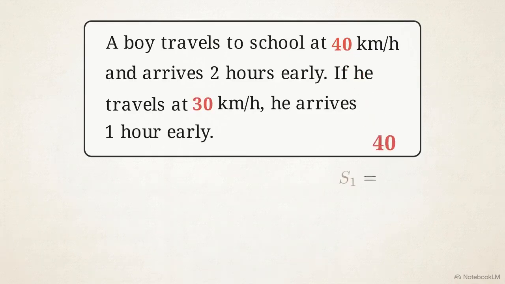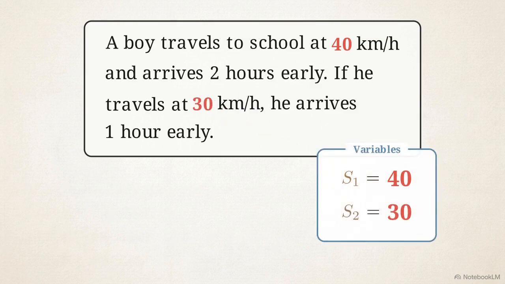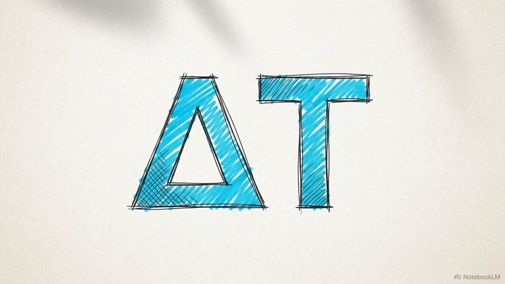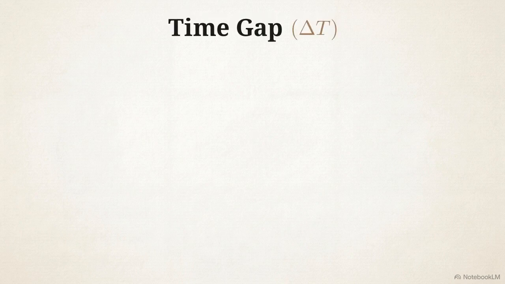Let's label the first speed S1, which is 40. The second speed is S2, which is 30. Next, we need the time difference between these two scenarios. We will refer to this as delta t. This chart shows how to determine the time gap.